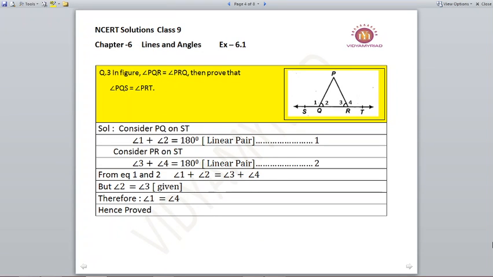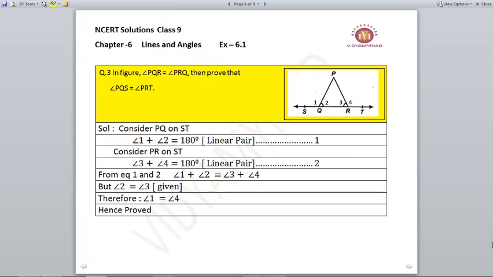Question number 3. In this figure, in triangle PQR, you are given angle PQR is equal to angle PRQ, which means angle 2 is equal to angle 3. You need to prove that angle 1 is equal to angle 4, that is angle PQS is equal to angle PRT. If I consider PQ on ST, angle 1 plus angle 2 will be equal to 180 degrees, which is a linear pair. In the same way, if I consider PR on ST, then angle 3 plus angle 4 will also be equal to 180 degrees, that is a linear pair.